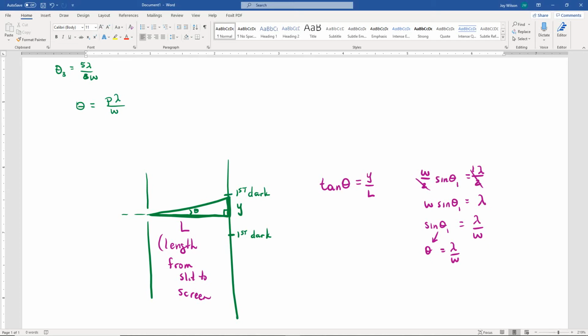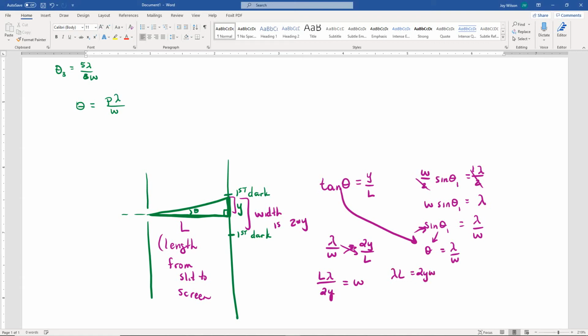But my width of my central maximum is 2 times that big. So whatever y is, it's 2y. So tangent of theta, which is lambda over W, tangent equals sine equals theta, is 2y over L. So we get L times wavelength over W equals 2y. So I cross multiply. I get lambda times L equals 2y width. Width here is this. Keep in mind, this is width of central bright.